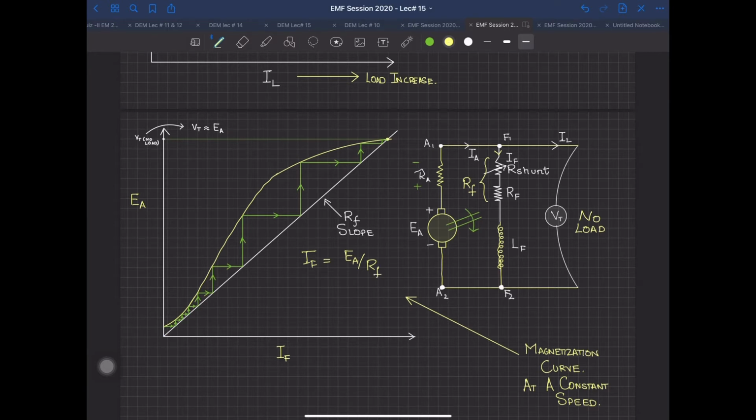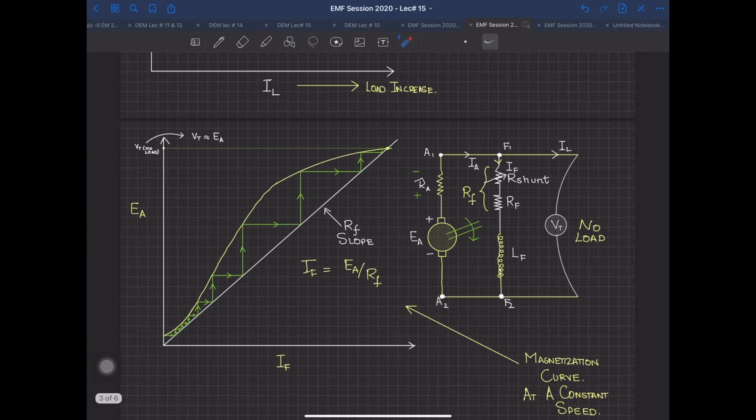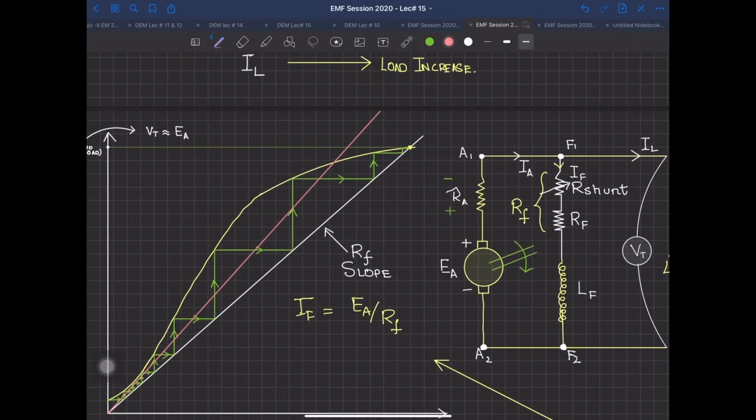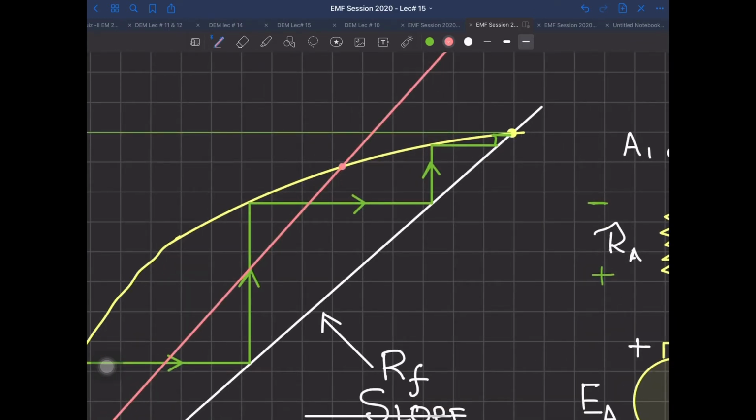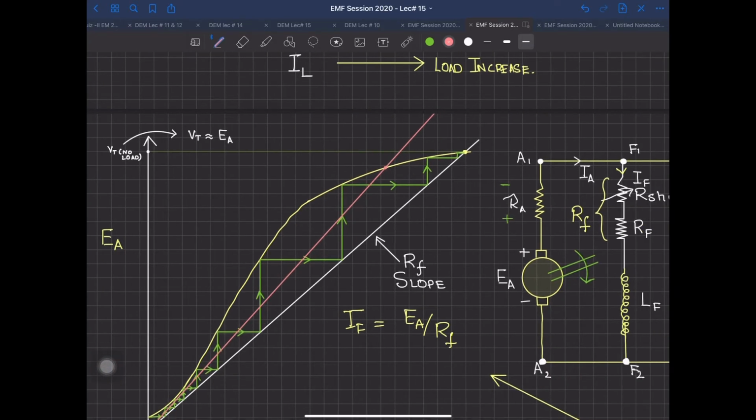RF. Now what this means is that this is going to be a sloped line, and this RF slope, certainly if RF is large, will have more slope. Supposing this white line was something else, and it was going to cross the curve in a straight line over here. The point at which it crosses is the point that the generator is actually going to work at.